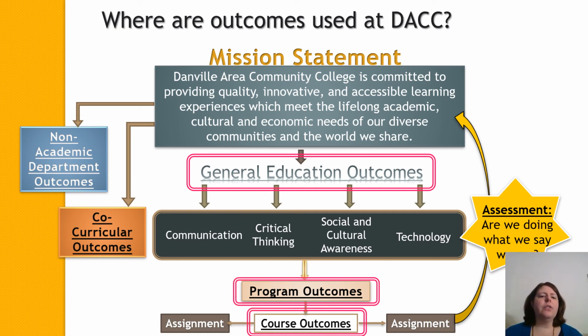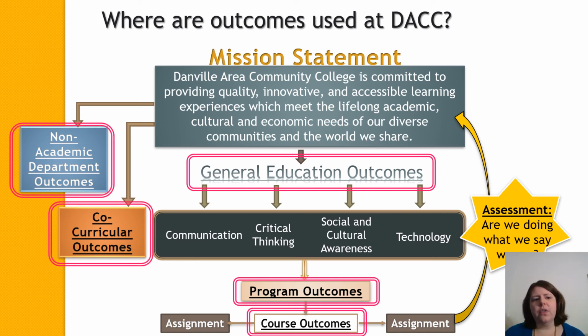Then we also have, outside of academics, non-academic departments, so our student services, advising, and then we also have co-curricular outcomes, which are groups that kind of bridge the gap, some of our tutoring services, some of our societies, or maybe internships, those sorts of things. So we use outcomes in a lot of different places, and really what it helps us do when we have well-written outcomes, we can look at how well our students are doing. Are they doing what we say they are, and how well, and do we see improvement?